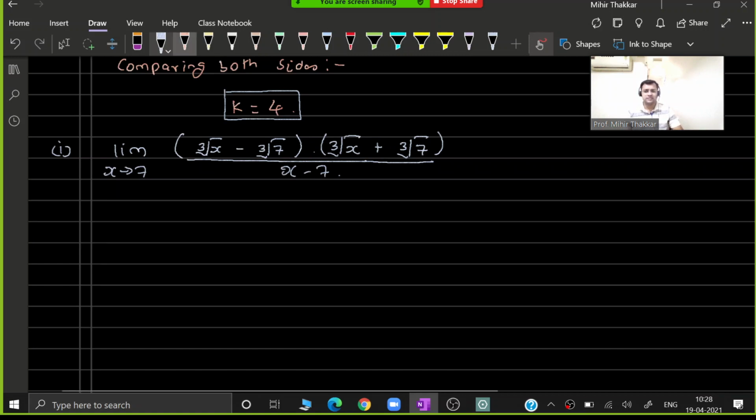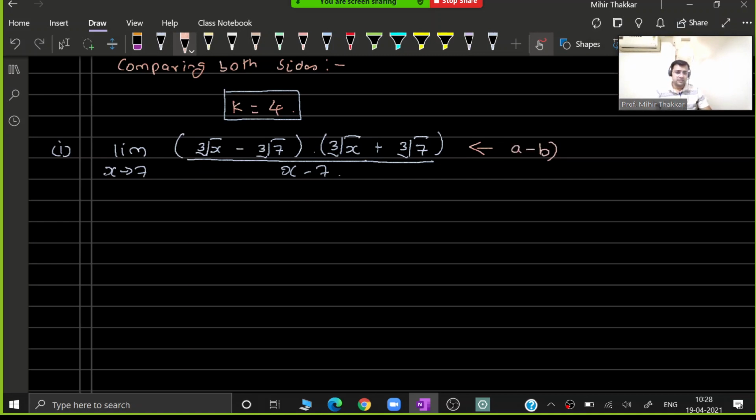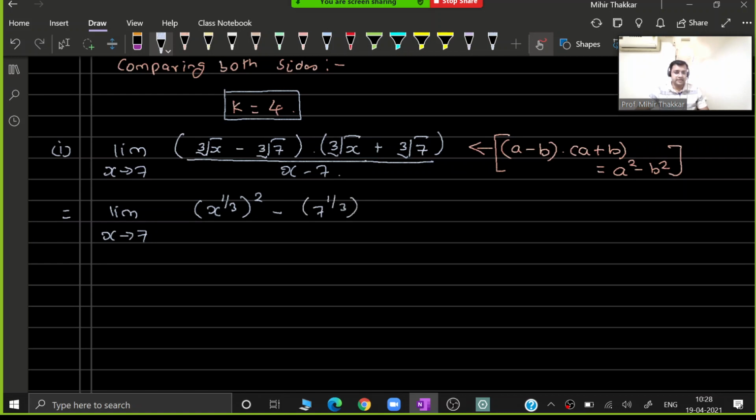So it's very simple guys. If you observe the numerator, it looks something like a minus b into a plus b, and you all know that this is going to be obviously equal to a square minus b square. So when we apply this, you will get limit as x tends to 7, x cube root can be written as x raised to 1 by 3, and square of that, minus 7 raised to 1 by 3 and again square of that, divided by x minus 7.